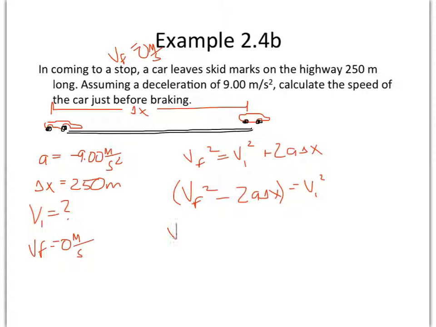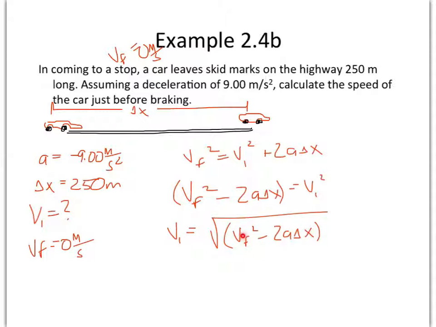So that means V initial, that is the speed the car was moving at right before it slammed on the brakes, is going to be equal to the square root of the quantity V final squared minus 2 times our acceleration times our displacement. Okay. Don't forget your signs. Remember your acceleration. You've got a minus out front, but also that acceleration is going to be minus, right? And you've got your displacement, and of course your V final. It's going to be 0 right there.